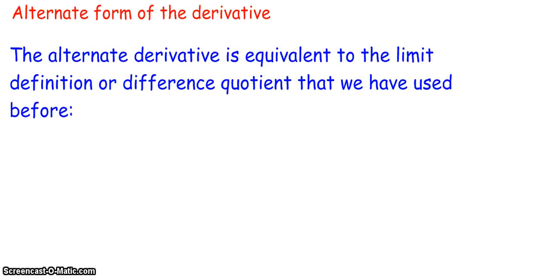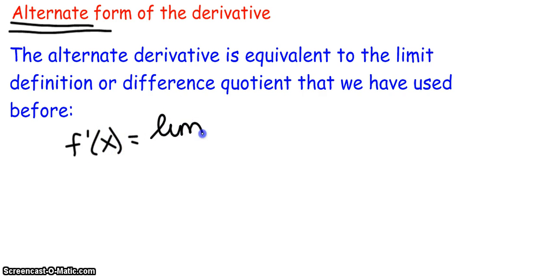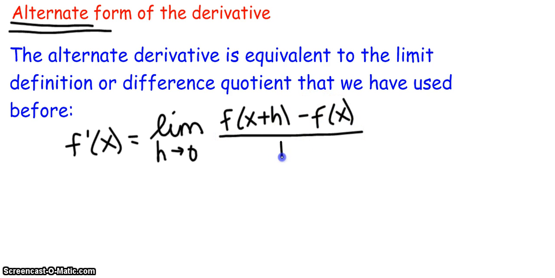Alright, so the last thing then to talk about is an alternate form of the derivative. I know we're just getting used to the fact that f prime of x is equal to the limit as h goes to 0 of f of x plus h minus f of x all over h. It's that difference quotient, right? Subtraction and division that we've been working with.